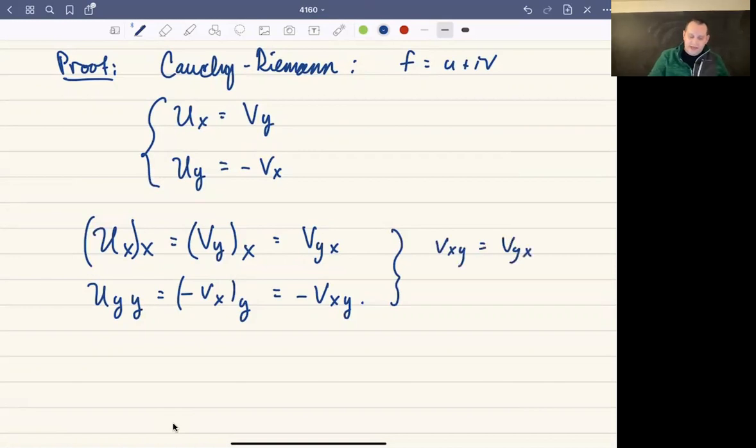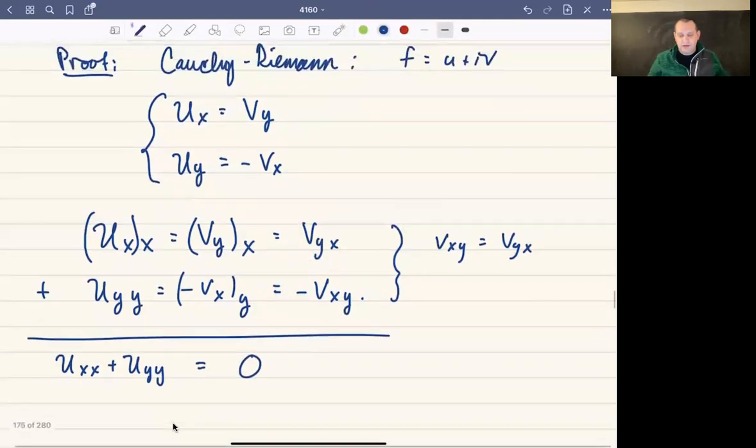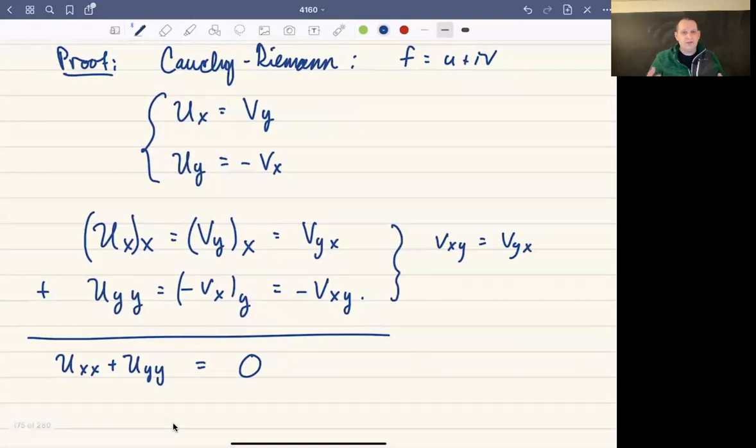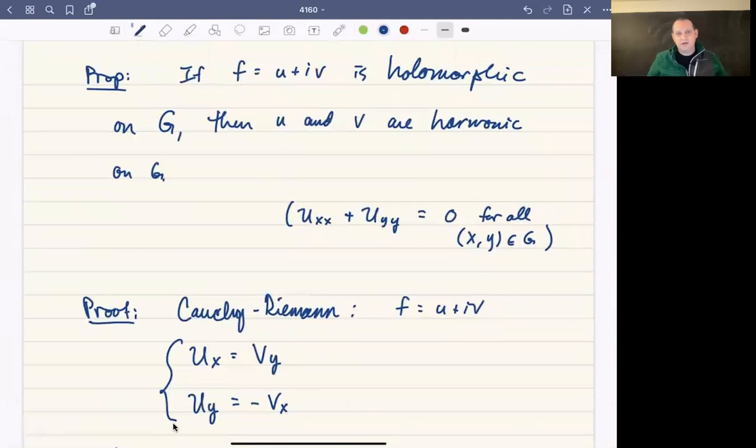And therefore, if we add all parts of this equation, on the left side we'll get the second partial with respect to x plus the second partial with respect to y. On the right side, we're going to get this term, v sub yx, minus v sub xy. But if they're equal, then subtracting them gives 0. Okay, so not very well organized as a proof, but this is the idea. That's what I wanted to convey for this proposition. Again, the proposition says that if a function is holomorphic, then the real part and the imaginary part are harmonic on the same set of holomorphicity.